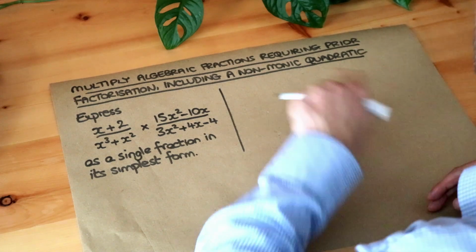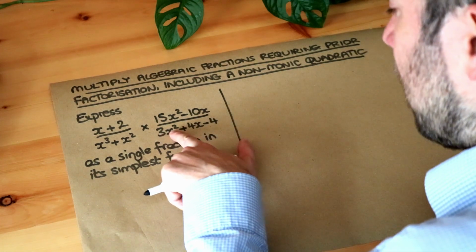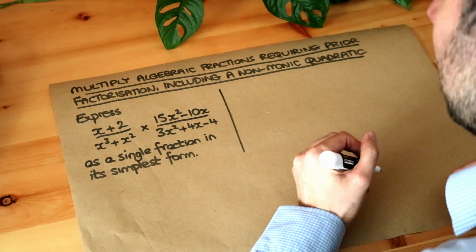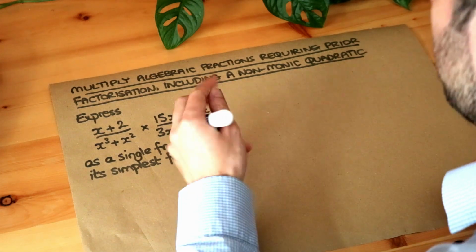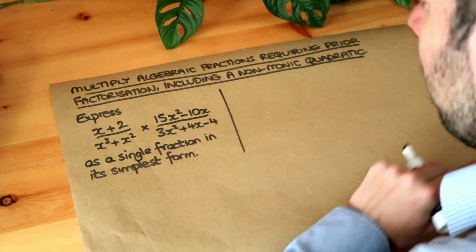And in case you don't know what non-monic quadratic means, it just means you have a quadratic where there's a number in front of the x squared that's not 1. So we've got 3x squared, so it's a non-monic quadratic. If it was just x squared plus 4x minus 4, it would be a monic quadratic. Mono means one, like monorail has one rail.